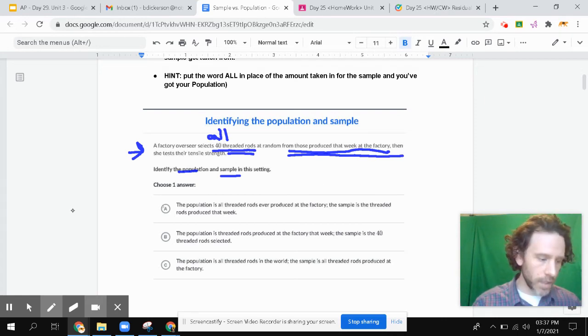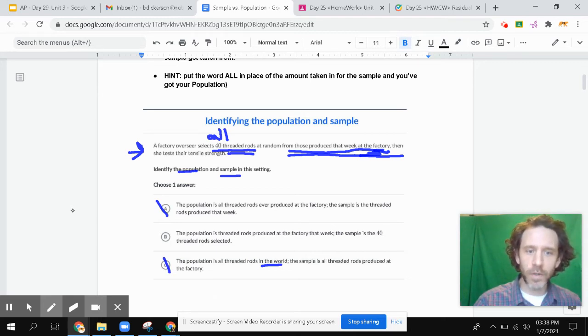So when we go through our options here, first one, the population is all threaded rods ever produced at the factory, and the sample is the threaded rods produced that week. Well, we only selected them from that week, so we're not going to go beyond that week when we talk about the population. Okay, so this is no good. Part C, the population is all threaded rods in the world. Did we take this sample out of the world? No, it was only at that factory. So that part's important too to pay attention to. So just stick with the language that's given in the problem.